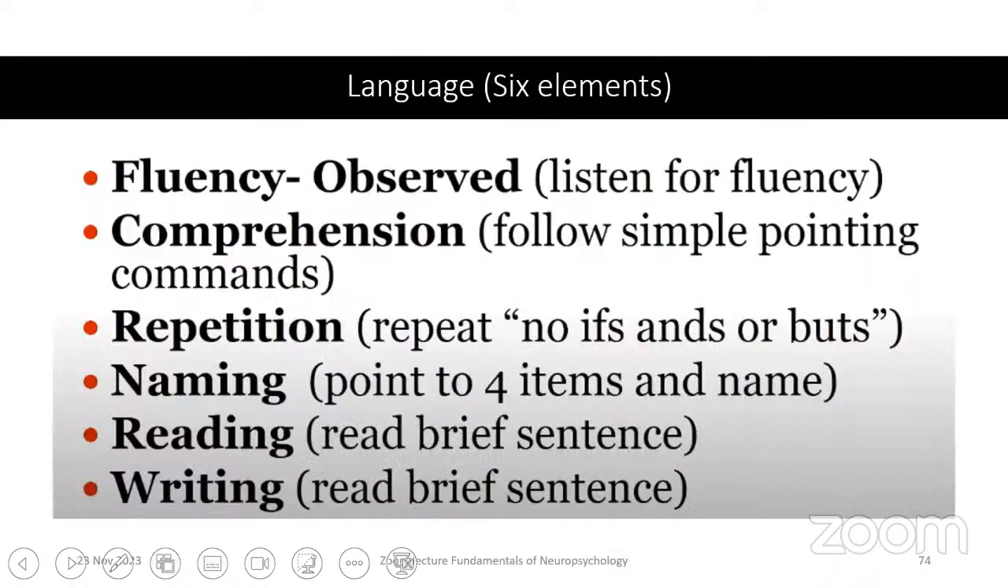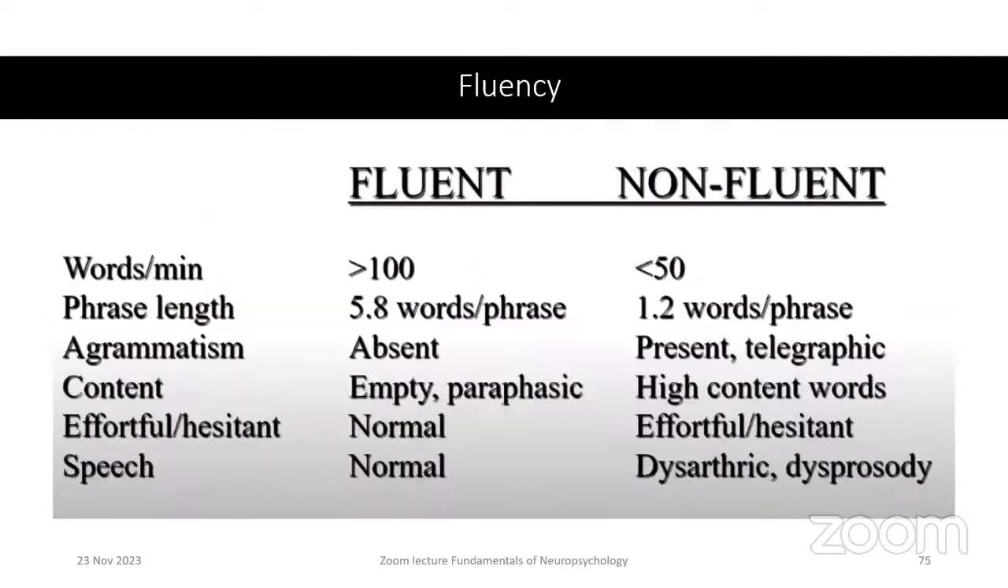Then look at language, 6 elements. First, you observe fluency, listen for fluency. Comprehension: follow simple pointing commands, that is visual comprehension, and verbal or auditory comprehension. Repeat the sentence, no ifs, ands, or buts. Naming: point to 4 items and ask them to name them, and you can use diagrams. Read a brief sentence and write a brief sentence. So fluency, if you look at the fluency, what is the fluency?